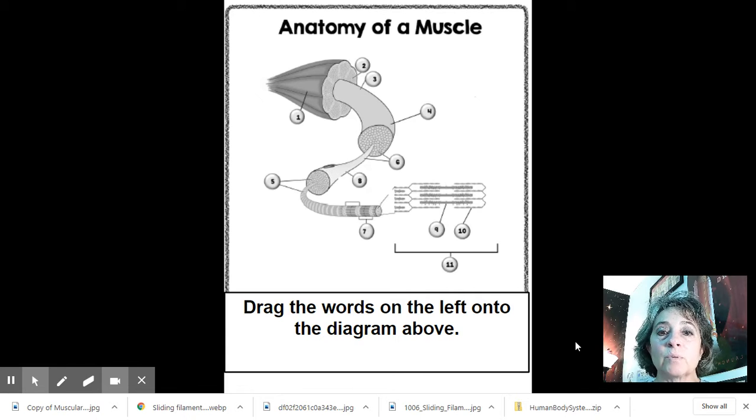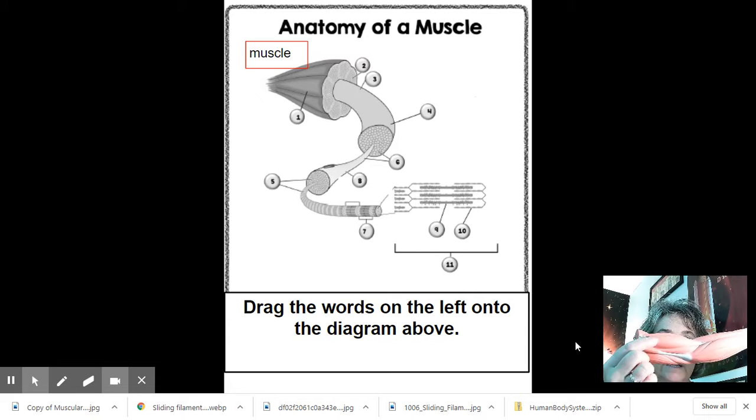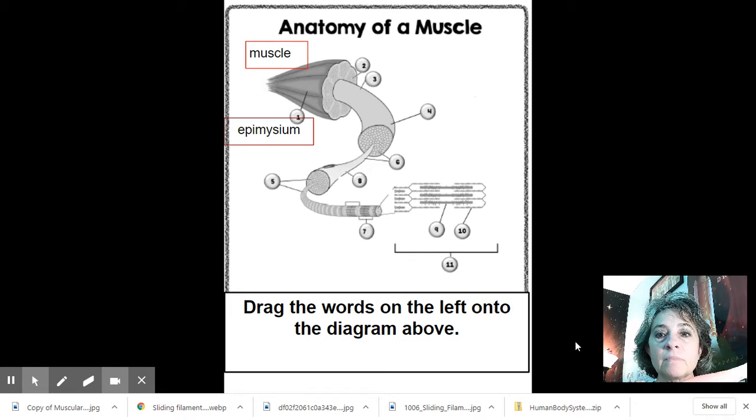So this number one, this whole thing, is called a muscle. This is an arm from one of the models we have, and the red parts are the different muscles. This whole thing right here is your biceps muscle. The outer layer of that muscle is called the epimysium, and we'll look at those in just a minute separately.